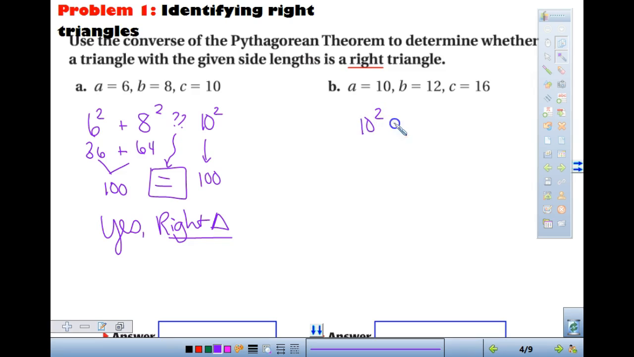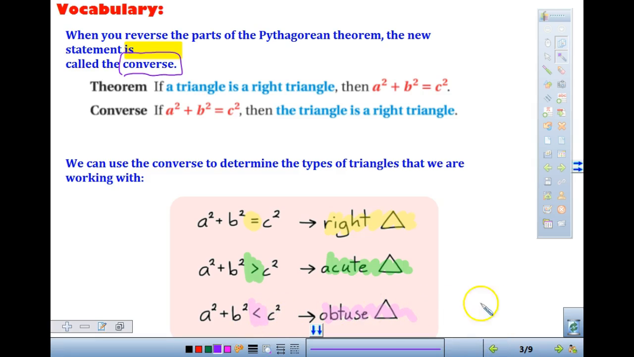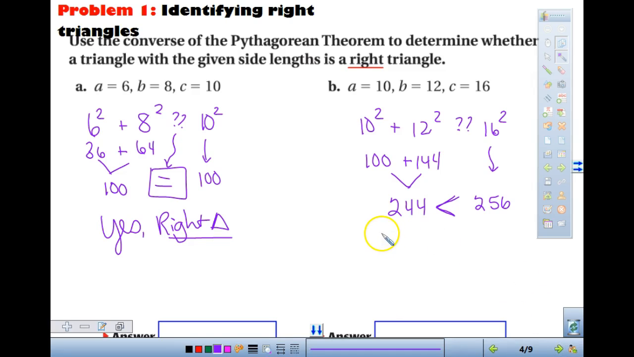So we're going to start on this side. And I need you to put down on your homework again the 10 squared plus the 12 squared, because I want to see that you set it up right. Question mark to 16 squared. And I'm going to have 100 plus 144, which gives me 244. Remember, anyone remember their 16 squared? 256. So what happened? 244 is definitely less. So now you look back at the back page, and if it is a less, obtuse. So the question says, is it a right triangle? We would say no, it is an obtuse triangle.